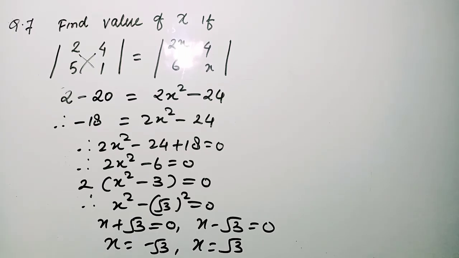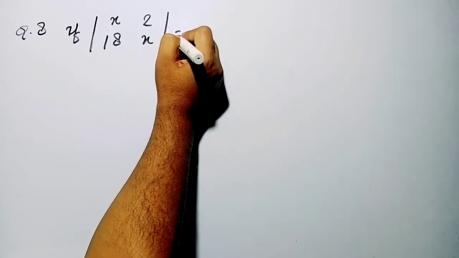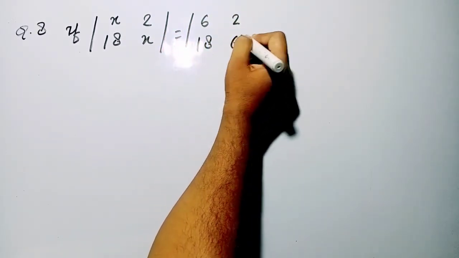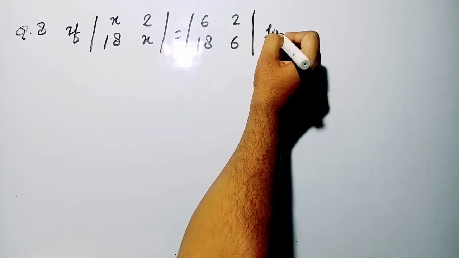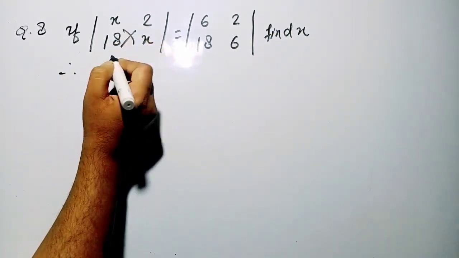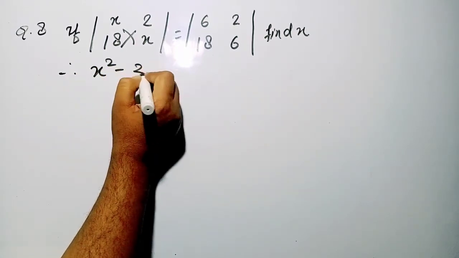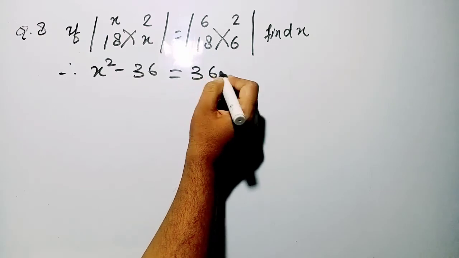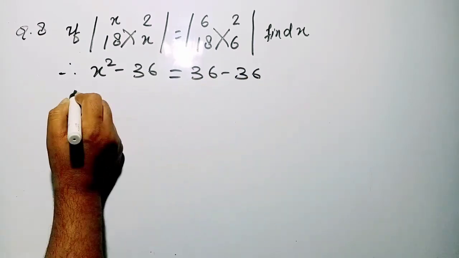Okay students, in this way you can find the values of x over here. Moving to the next question, question number 8. If the determinant having elements x 18 2x 6 18 2 6, find the value of x. Same things we have to do over here, doing the cross multiplication, x into x, x square, 18 into 2, 36. Here will be 36 minus 36 is equal to 0.